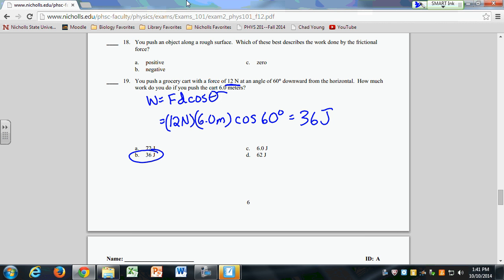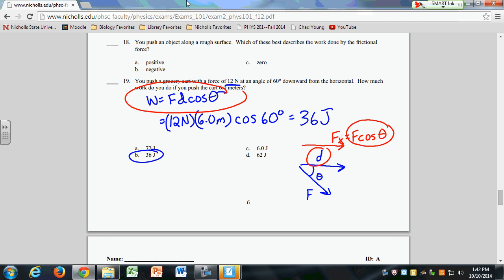It is always going to be cosine. The reason you know that it's cosine, if you care, is that if this is my displacement, this is my force in this case, and this is my angle theta, I want to know the component of the vector that's in the same direction as D. That's going to be Fx. So I want the x component of this vector, and Fx is equal to F cosine theta. And to find the work, I multiply this times this. So that's where that equation comes from.